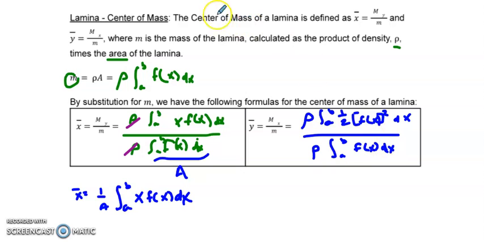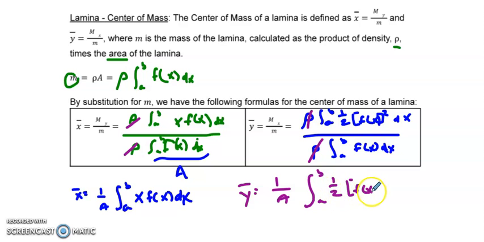And of course we can go ahead and cancel our rhos again. Since this denominator is just area, we know that y bar equals 1 over the area of the lamina times the integral from a to b of 1/2 times f of x all squared dx. So that is how we find the center of mass of a lamina.